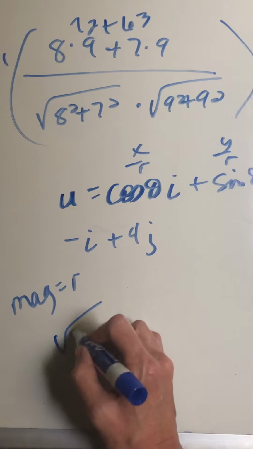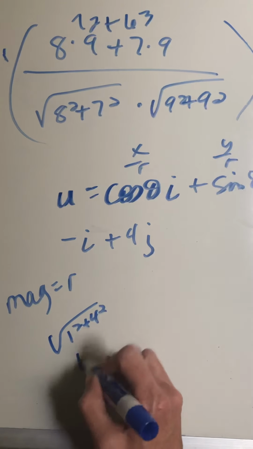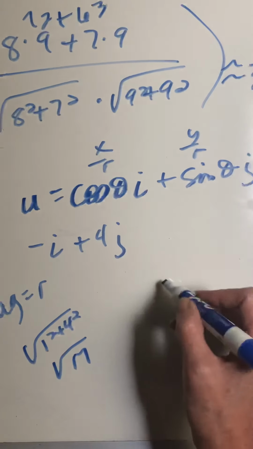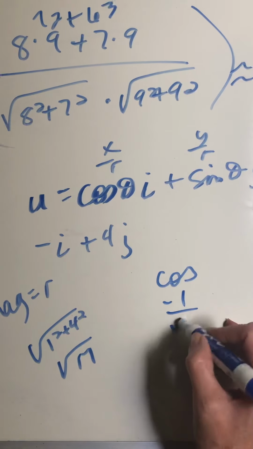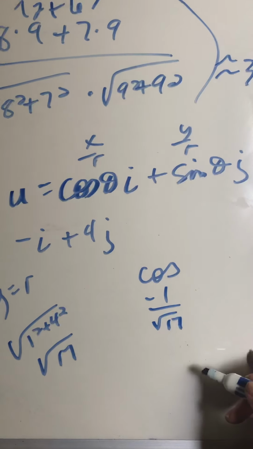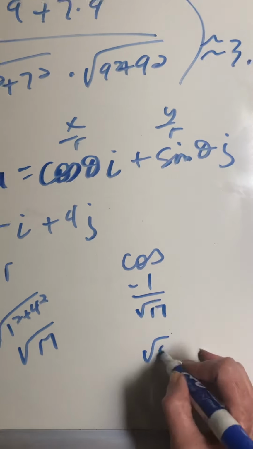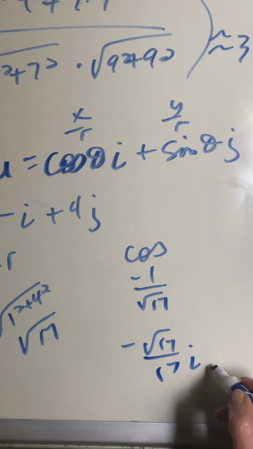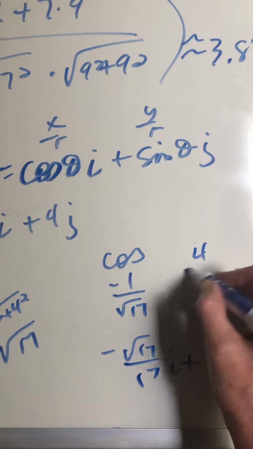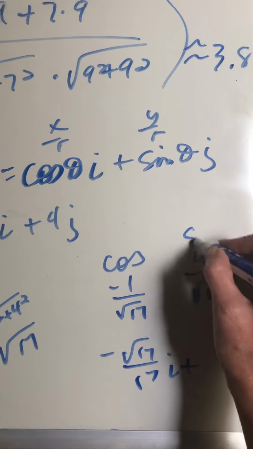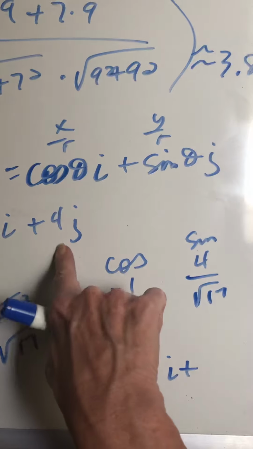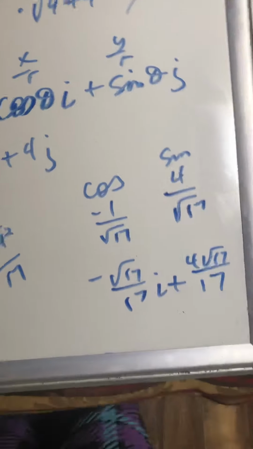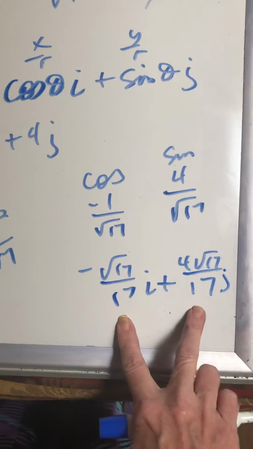So I would do the square root of 1 squared plus 4 squared, which would be the square root of 17. So for my cosine, that's negative 1 over the square root of 17. Which, on this problem, you have to fix it. So it's the square root of 17 over 17 negative i. Plus, then this would be 4 over the square root of 17, because remember, your sine is y over r. Y, which goes with j, over r, which you have to fix this one as well, so multiply top and bottom by the square root of 17. So that's what that would look like.